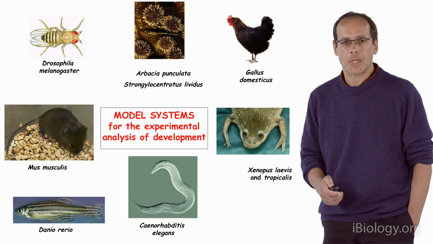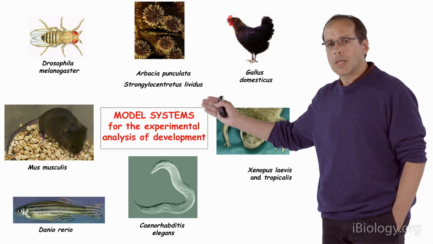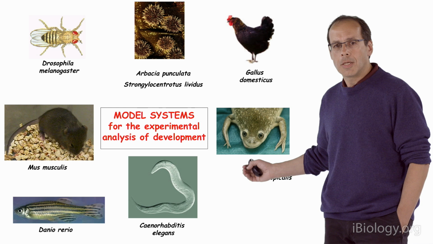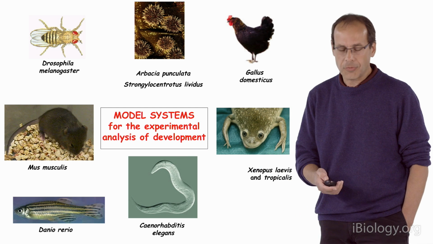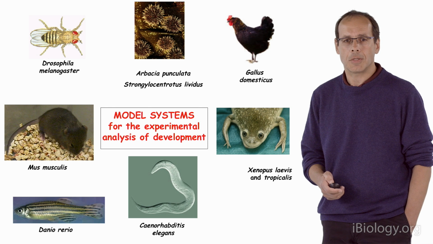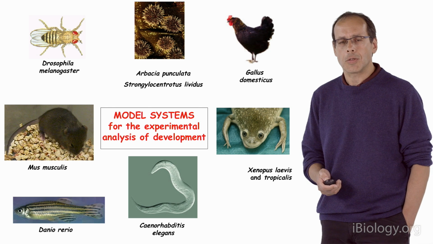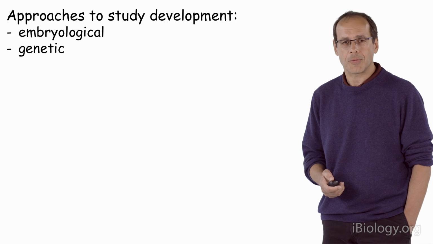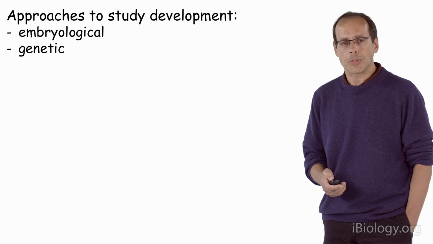And so the field has been using a number of model systems. Some of them are shown here, including the fly, the sea urchin, the chick, you can see the Xenopus right here, the worm C. elegans, and then the zebrafish, which is right here, the fish that will be the focus of this talk. And of course, let's not forget the mouse. And so essentially, these model systems have been used for many years, decades, in fact centuries, some of them, and there have been mainly two approaches to study development, an embryological approach and a genetic approach.